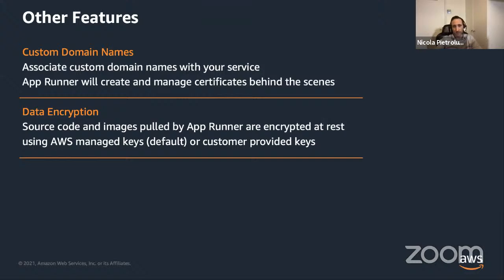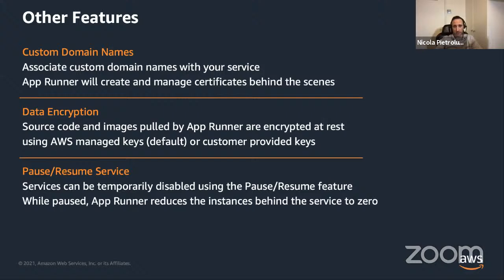And the last feature that I'd like to mention is pause and resume service. Basically, you can take the service and temporarily disable it using the pause resume feature. While paused, App Runner reduces the instances behind the service to 0.